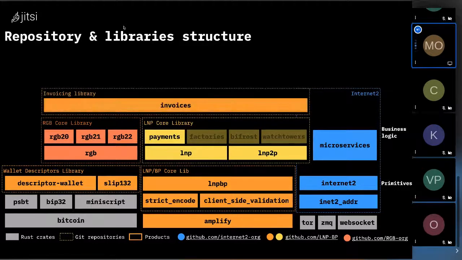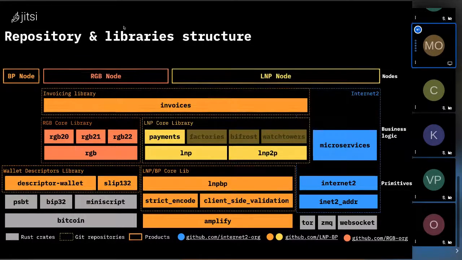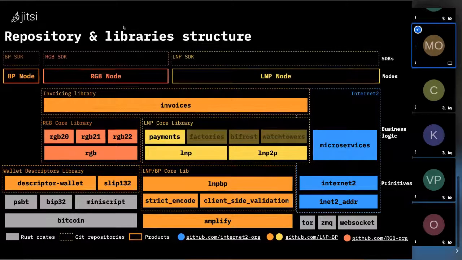On top of that, there will be an invoicing library for universal invoices that are able to work with Bitcoin, RGB, and Lightning. And on top of that, we actually have the node implementations with SDKs. So that's the layerization of the libraries and repositories.